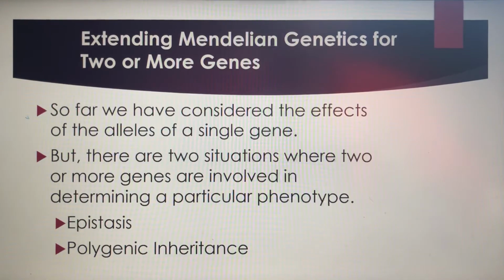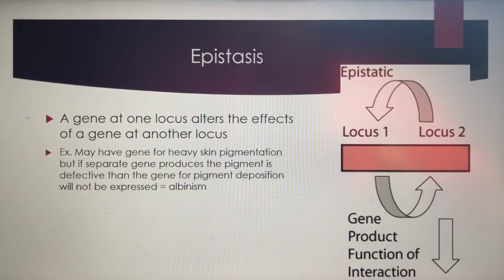I kind of talked about it a little bit, where we go beyond Mendelian genetics, where you just have two genes. This is where we're going to look at two or more genes, and we have things like epistasis and polygenetic inheritance. These are just two situations; your book talks about a couple of others. Let's just go ahead and dive into these. They're pretty fun. Epistasis is neat.